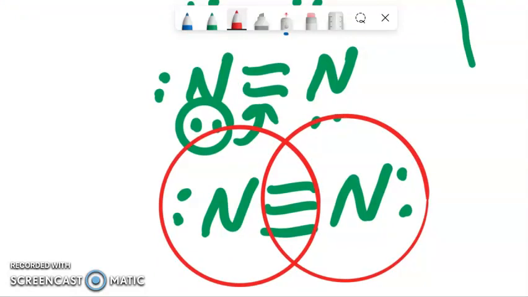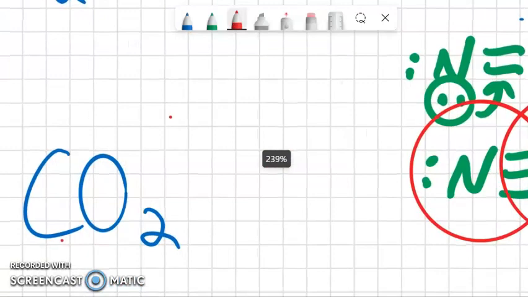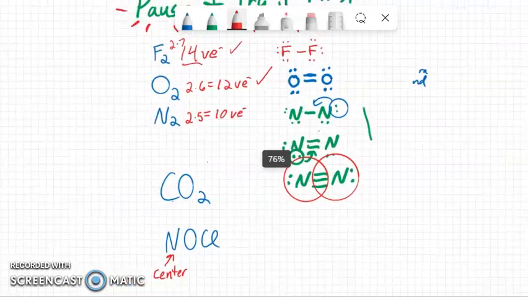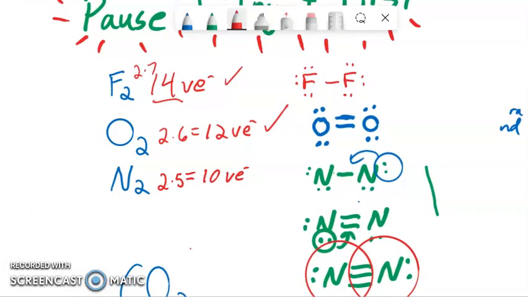Okay, so get ready to pause again. Your next task is, well, let me review real quickly. Fluorine had a single bond between it because it had 14 total valence electrons. Oxygen had a double bond because it had 12 valence electrons, which means that it had to shift some over so that there would be 8 between them. Nitrogen only has 10 valence electrons, so it needed a triple bond.